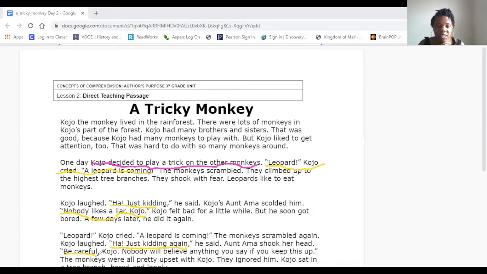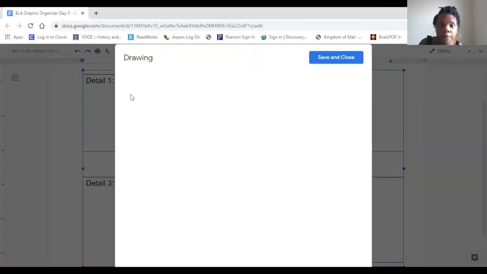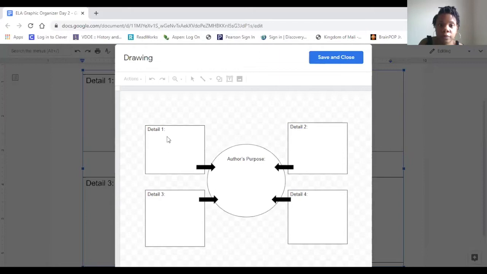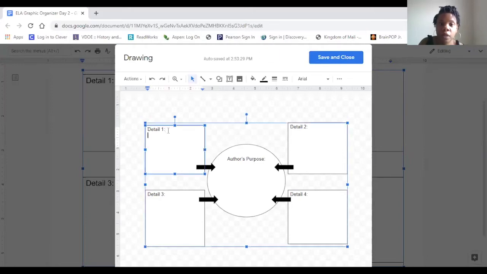So now it's time for me to decide, well, what is the author's purpose? So let's go to our graphic organizer. We're going to put what we found into our graphic organizer, and it's going to help us identify the author's purpose. All right. So detail one is that this is a fiction story, and we figured that out because the monkeys are talking to each other. So, story is fiction.